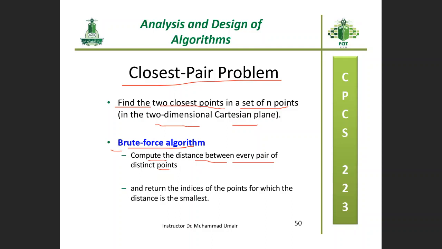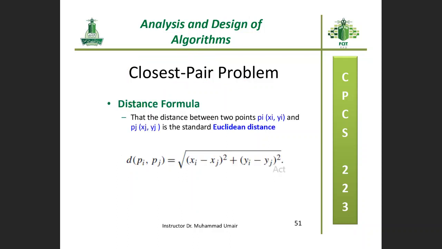Once you have computed all these values, you will determine which distance is the smallest one. And whichever distance is the smallest, those 2 points will be considered the closest pair of that data set. Is that clear? And as I have mentioned, this distance is called Euclidean distance, and the formula to calculate it is the square root of (xi minus xj) squared plus (yi minus yj) squared. This is called Euclidean distance. Is that clear?